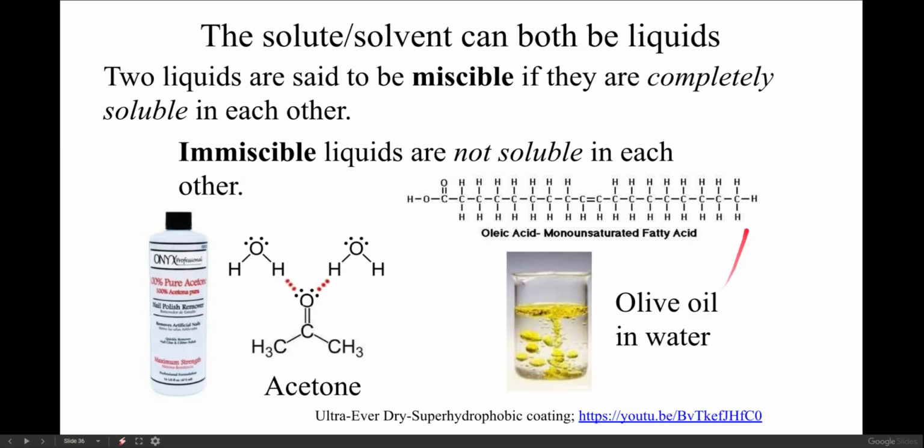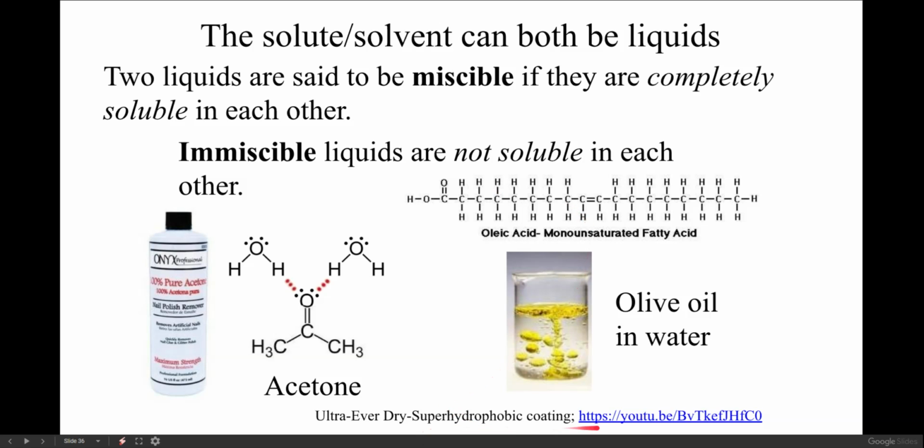But you probably already know this. If you mix oil and water, here's what oleic acid, a very common oil, looks like. Notice all the carbon, carbon, carbon, carbon, hydrogen, hydrogen. All of those bonds are nonpolar. So very, very nonpolar. So if you mix oil and water, they don't mix. We would say they are immiscible.